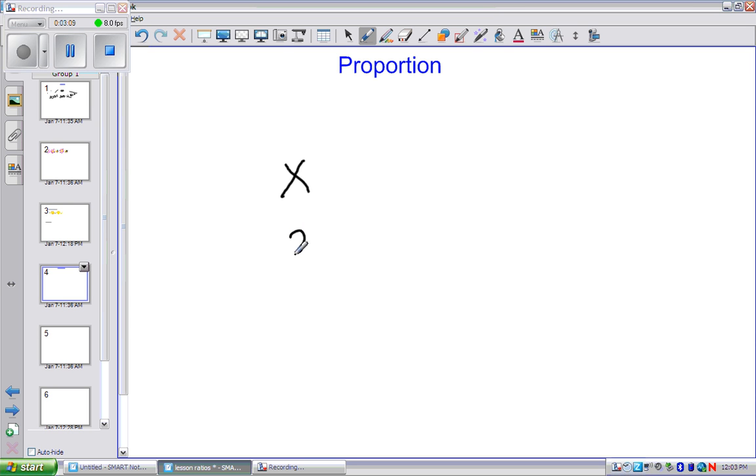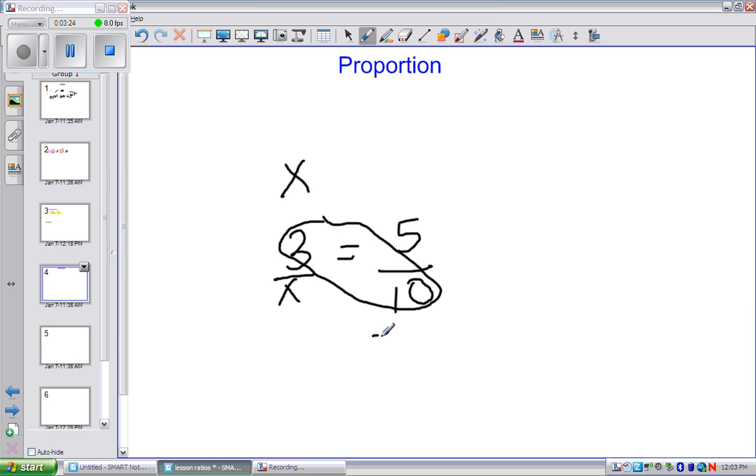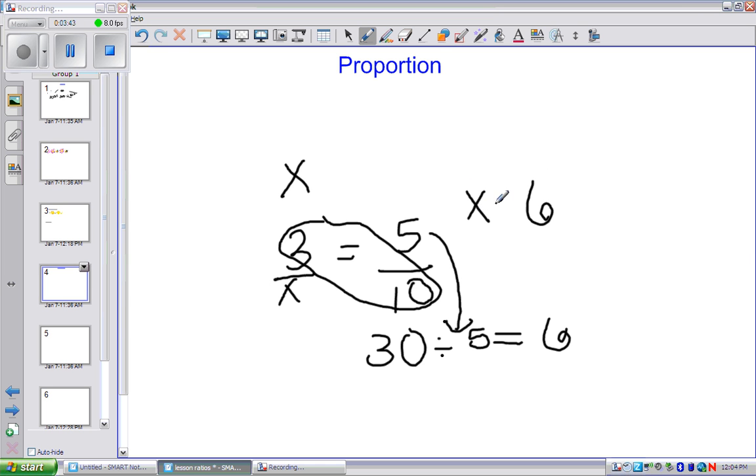So, let's say we had 3/x equals 5/10. First you do 3 times 10. That equals 30. Now you do 30 divided by 5, because 5 is your remaining number. The answer for x is 6. x equals 6.